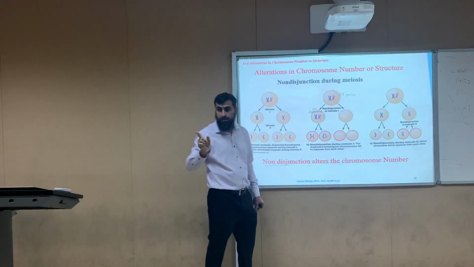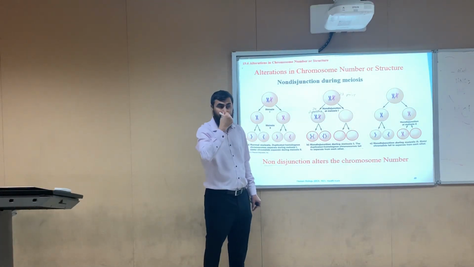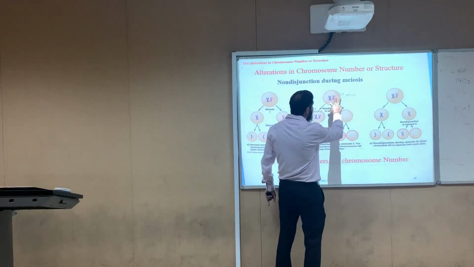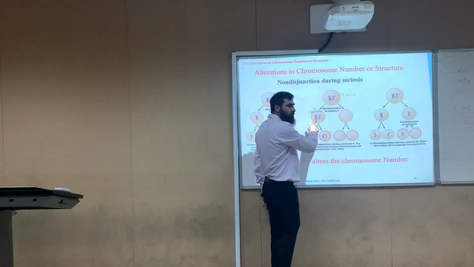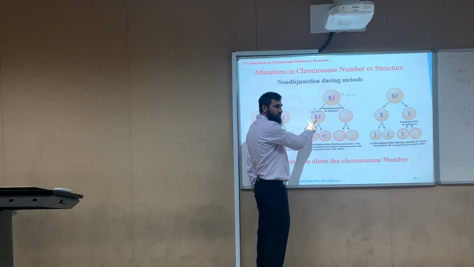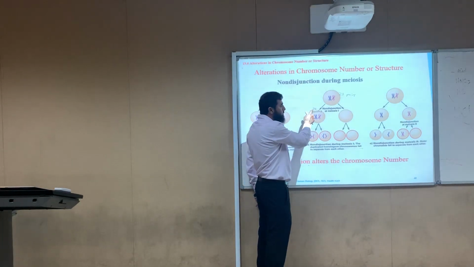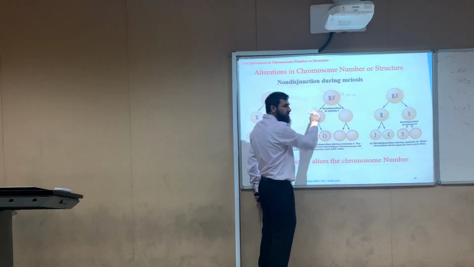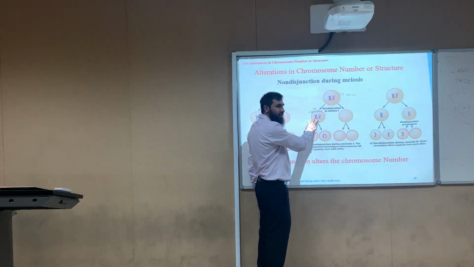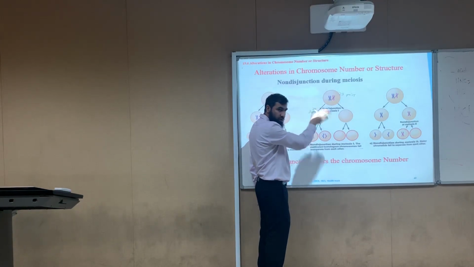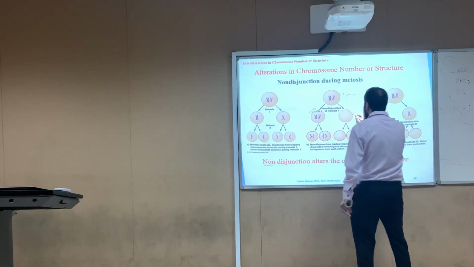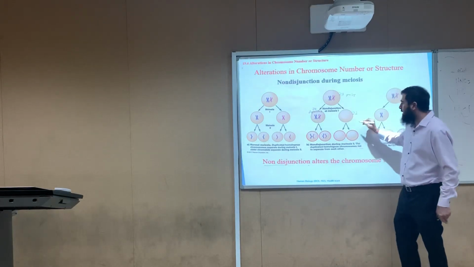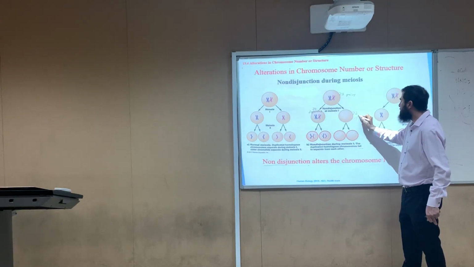Everybody agrees with that? How can it increase from 23 to 24? So it's 23 pairs. We separate homologous chromosomes, so you end up with sister chromatids, 23 sister chromatids. But because one of the chromosomes didn't separate, it came along with its homologous chromosome. We got non-disjunction. So there's 24 here, and here we got 22 duplicated chromosomes.